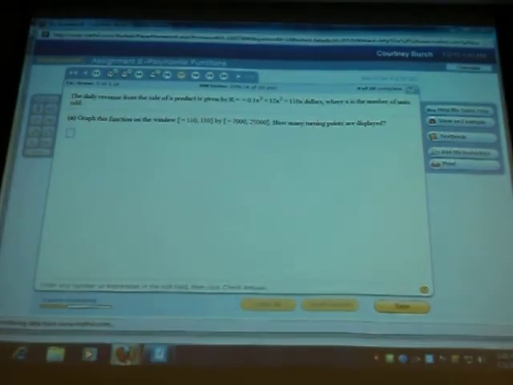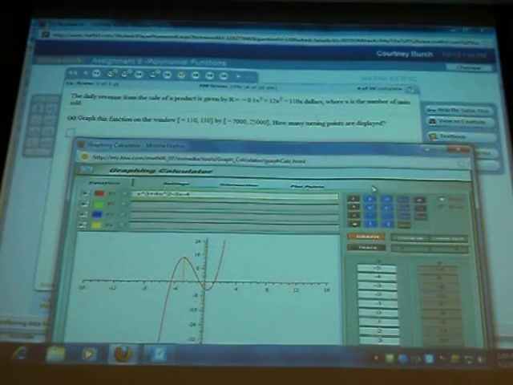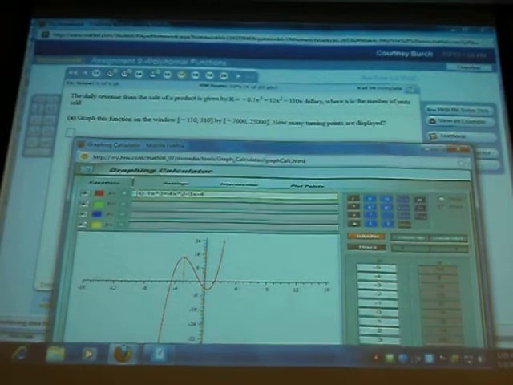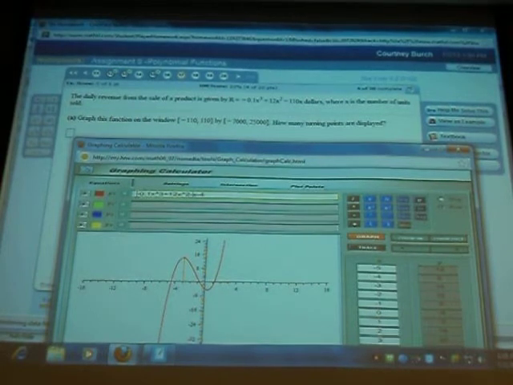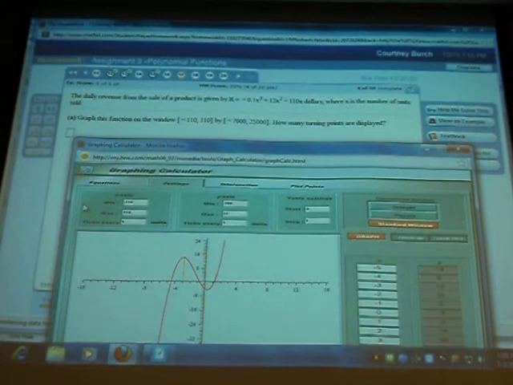Alright, so this is number 17. My equation is negative 0.1 x cubed plus 12x squared minus 110x. Okay, and then it gives me a window of negative 110 to positive 110, and a y window of negative 7,000 to 25,000. Go ahead and put that window in before you graph.